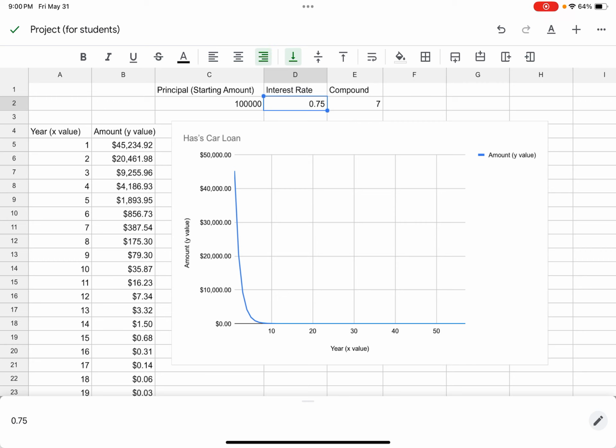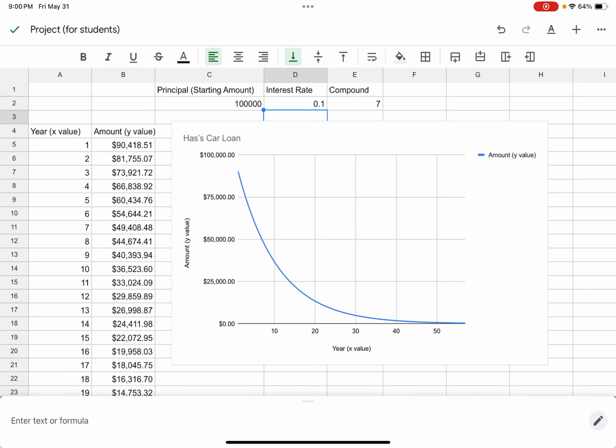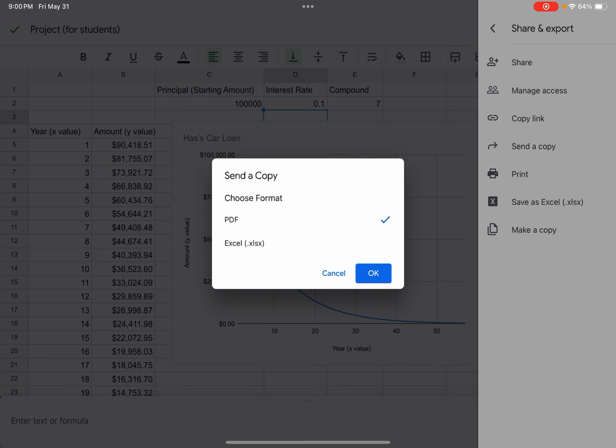Maybe it's much less, something like 0.2%, or no, 0.1, we'll do even a little 0.1. You can see it's much wider. So just a pretty good use of taking an exponential and mapping it into something. You would then take this worksheet, export it, send a copy, send a PDF over to probably Notability.